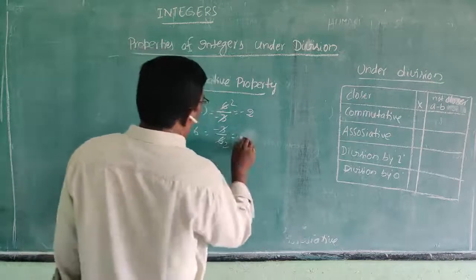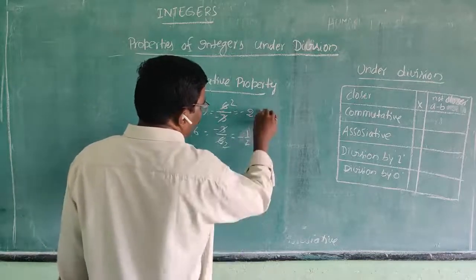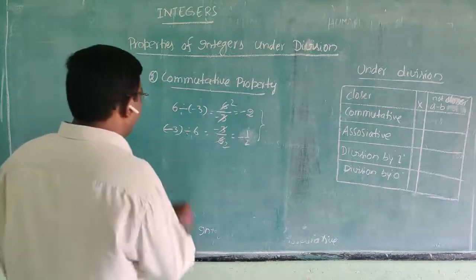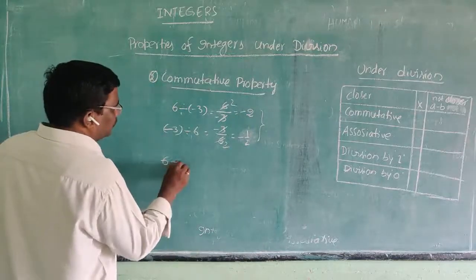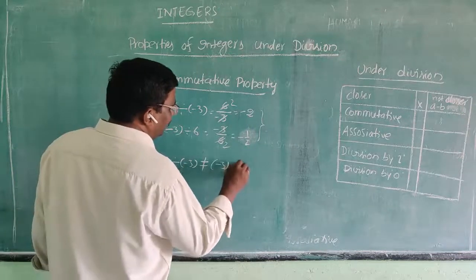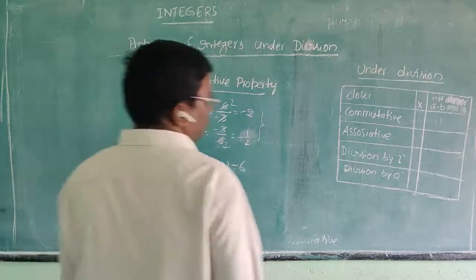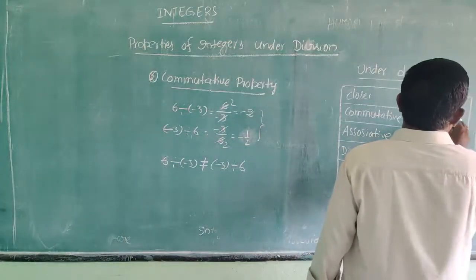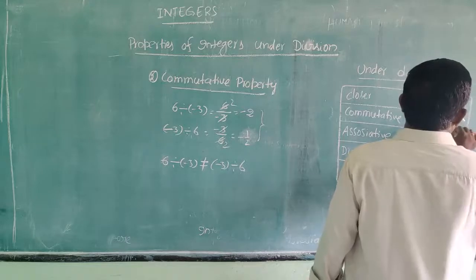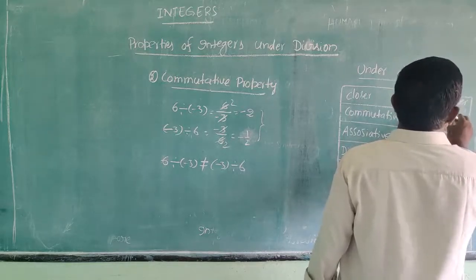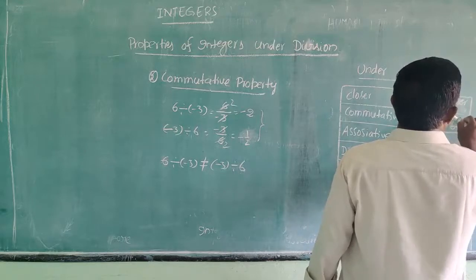Minus 2 and minus 1 by 2 are not the same. So 6 divided by minus 3 is not equal to minus 3 divided by 6. A divided by b is not equal to b divided by a. Not closed, not commutative.